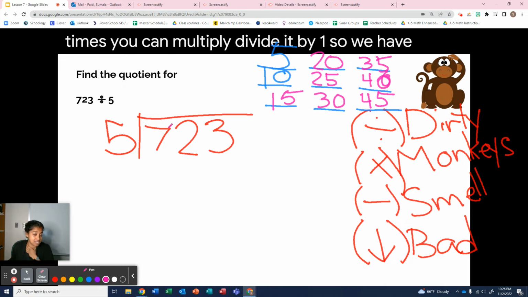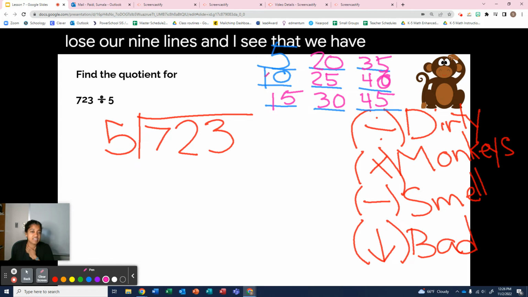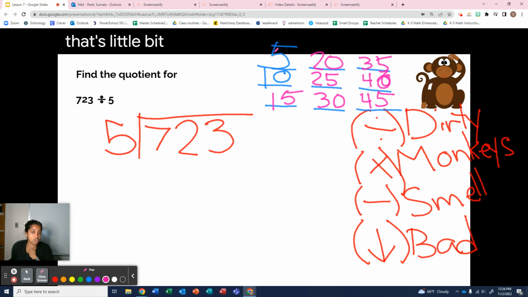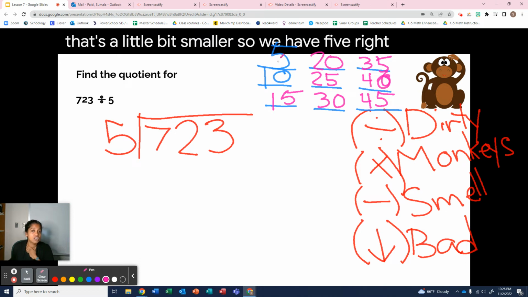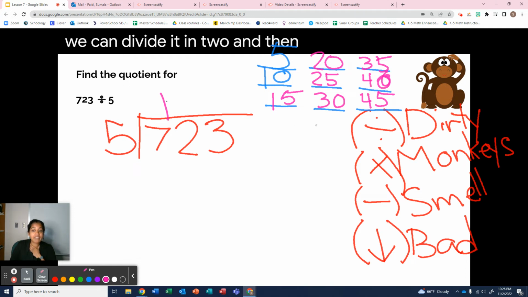So we have 7. We're first going to divide. We have to figure out how many times we can divide 7 by 5. So we're going to use our 9 lines. And I see that we have 5 and then 10. So we have to go with the number that's a little bit smaller. So we have 5, right? So I know that 5 times 1 is 5. So I'm going to go ahead and put down 1 because that's how many groups we can divide it into. And then we have to multiply.